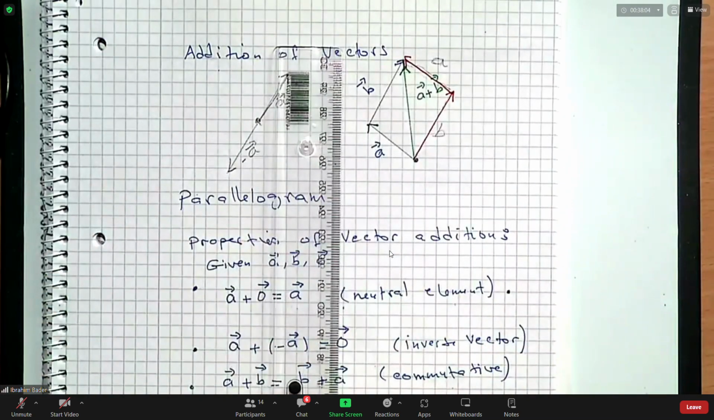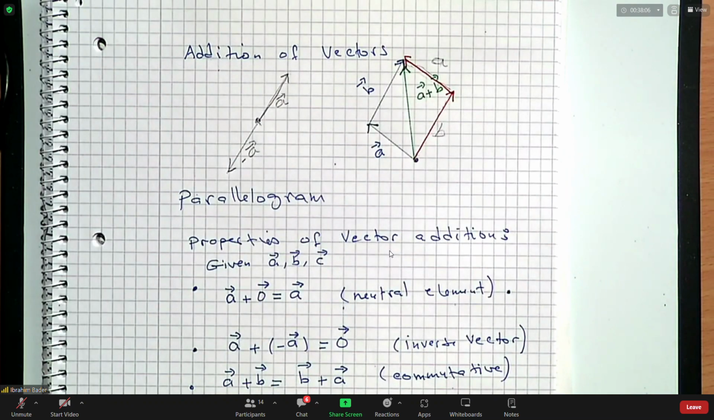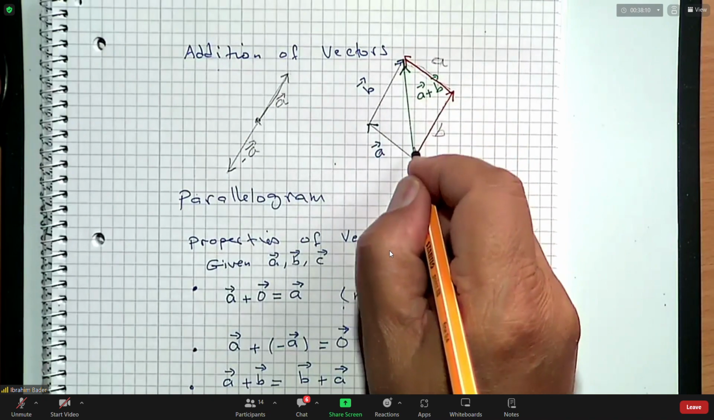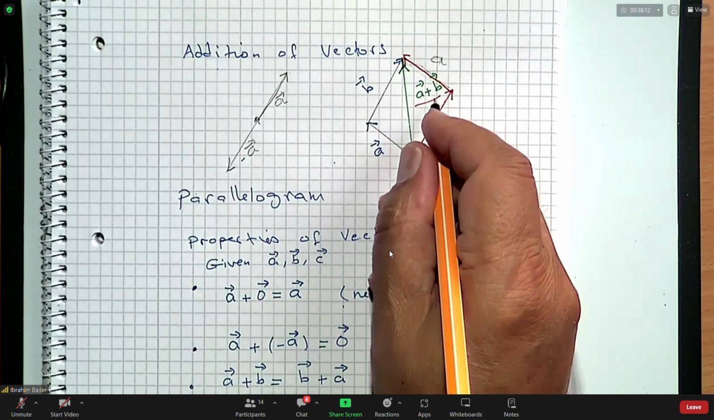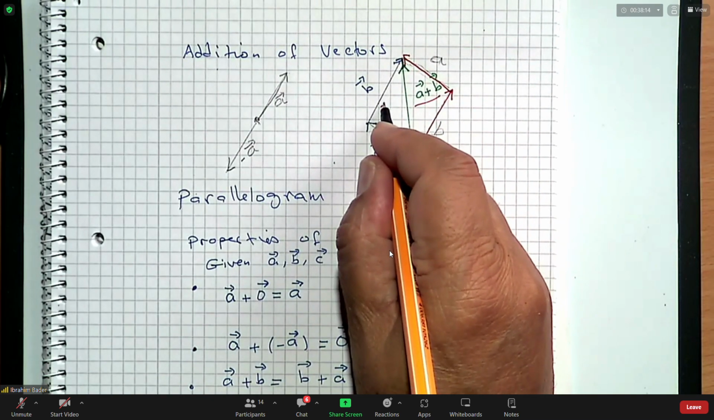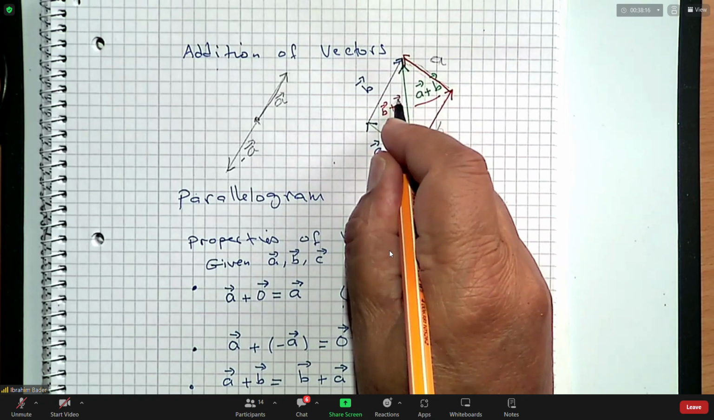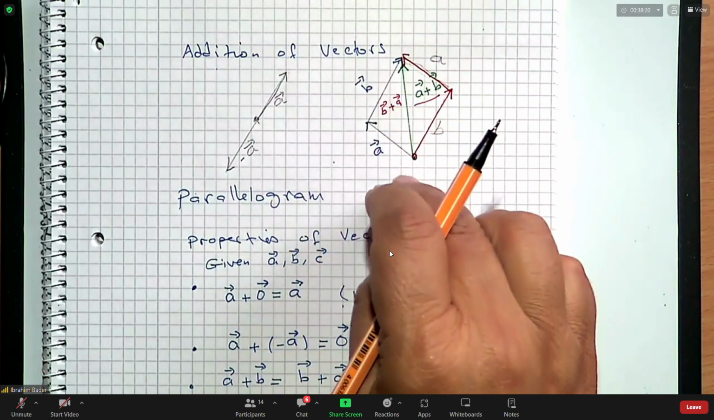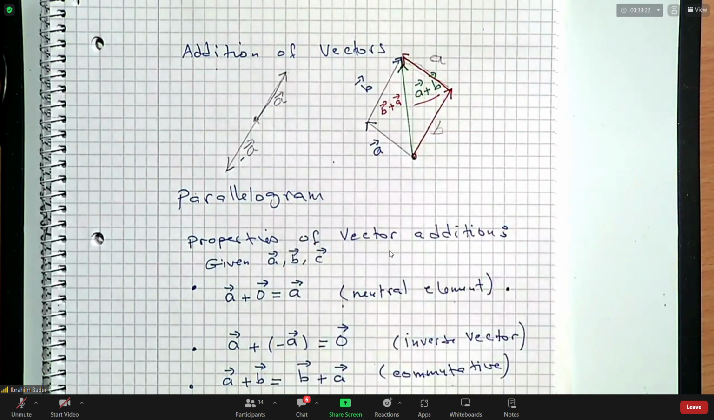And as you see here, the vector that connects this point to this point is just the same. So this one is A plus B, and at the same time it's B plus A, this diagonal. If you go this direction, then it's A plus B. If you go that direction, it's B plus A. And it results in the same vector.